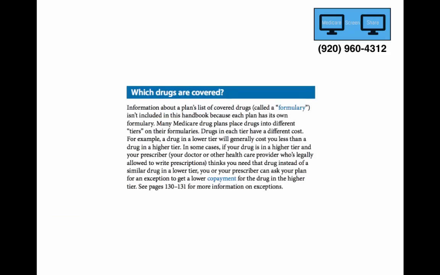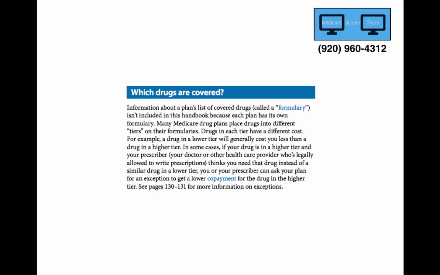Okay, the last part of the puzzle we need to cover is Part D, or drug coverage. It is run by Medicare-approved private insurance companies, and you pay a premium to lower the cost of your prescription drug coverage. Now, every plan has a list of covered drugs or formulary. So they put your drugs into different tiers and have different costs for each tier they put drugs into.